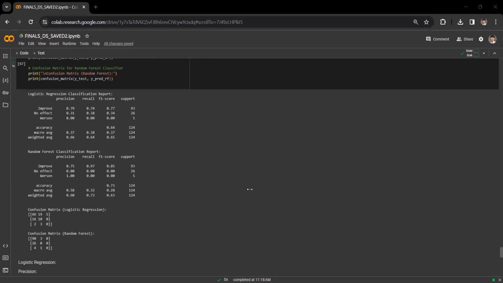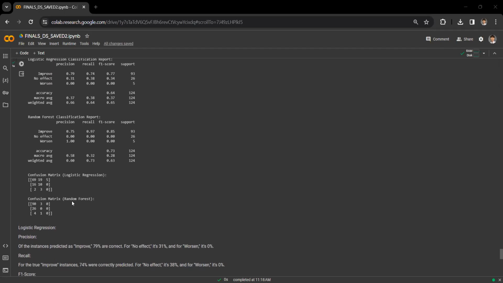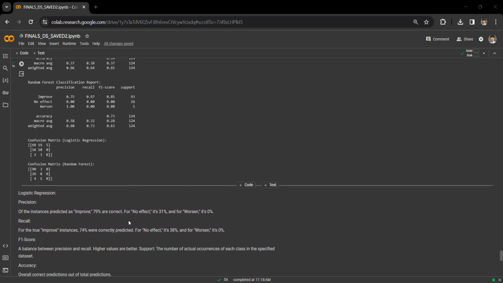For our confusion matrices, let's visualize how our models performed. In the logistic regression confusion matrix, you can see correct predictions on the diagonal, and areas where the model struggled, particularly in predicting worsen. The random forest confusion matrix showcases strong performance in predicting improve, but struggles with the minority classes. These insights will guide us in refining our models and exploring ways to enhance predictive capabilities, especially for less common outcomes.